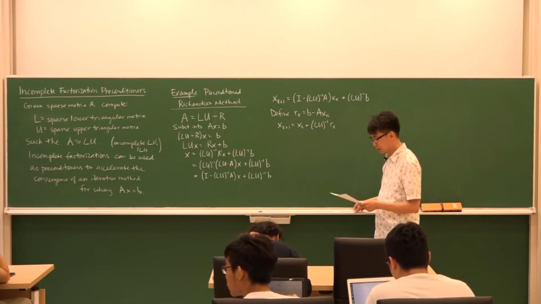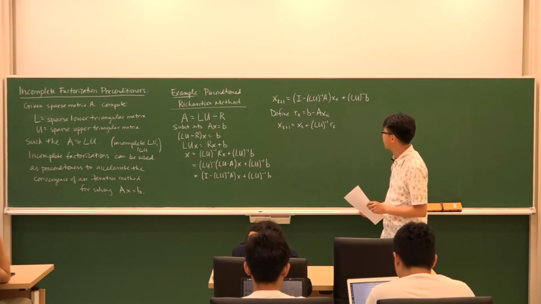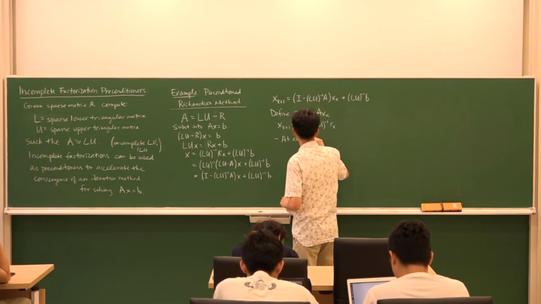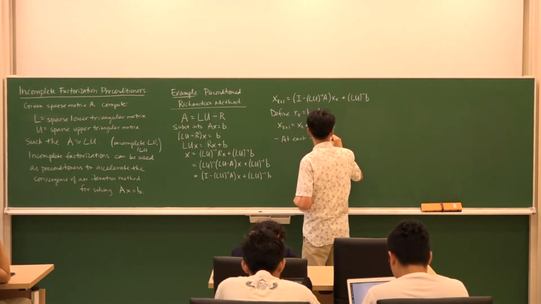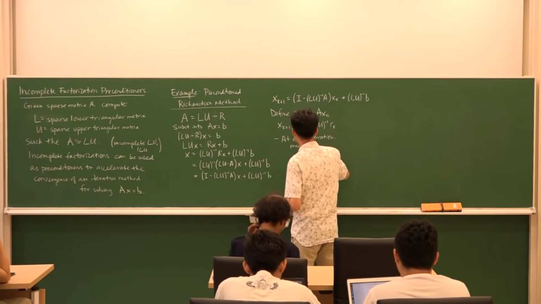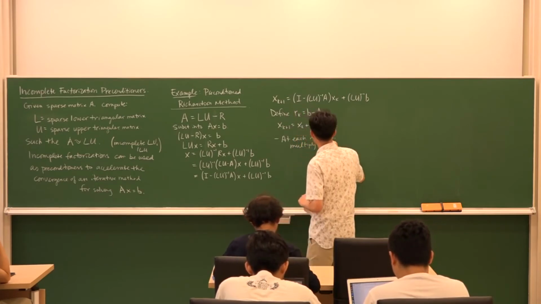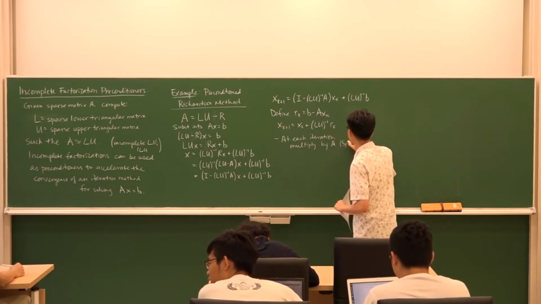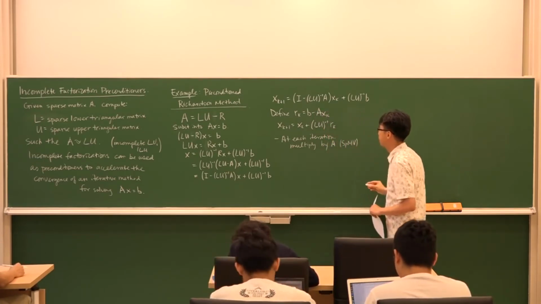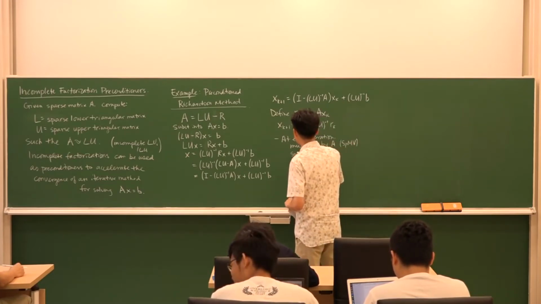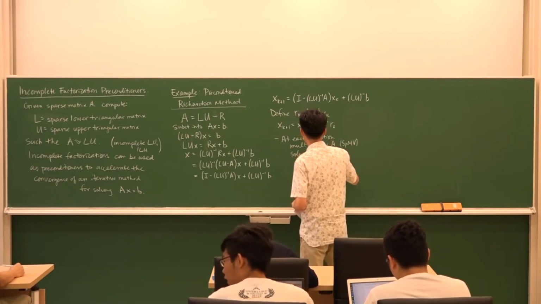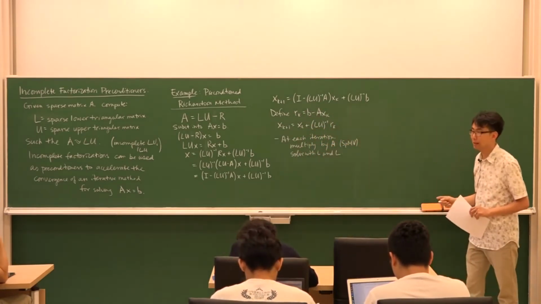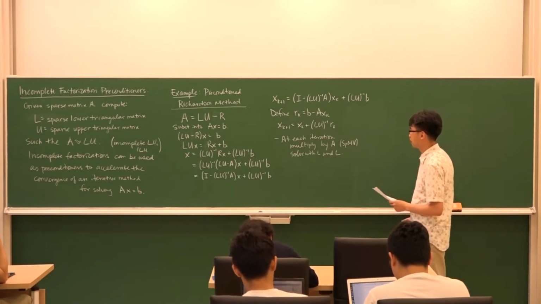Okay, so let me write down some of the points that I just said. At each iteration, we need to multiply by A. So this is the SPMV that we were talking about last time. And we need to solve with L and U, which we haven't talked about yet, but we will talk about next class.